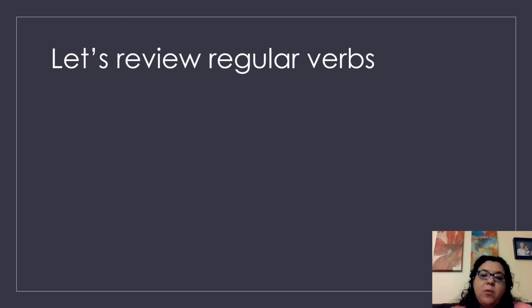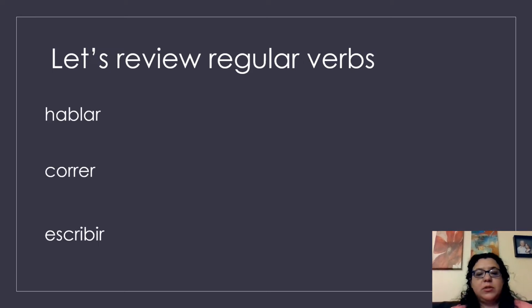Let's review a little bit about regular verbs. So we've learned about regular verbs. We have three types of regular verbs. We have AR, ER, and IR verbs. So in here we have hablar, correr, and escribir. And we have their endings, AR, ER, and IR.